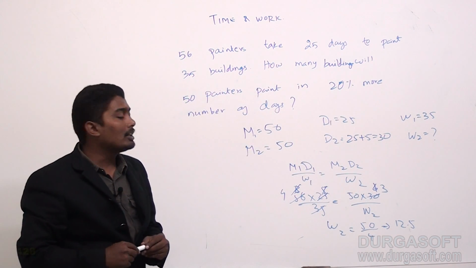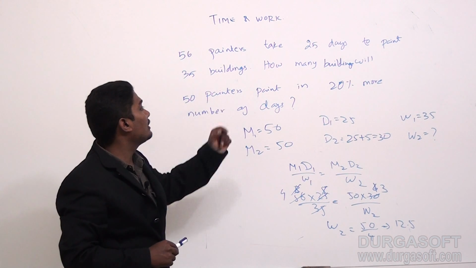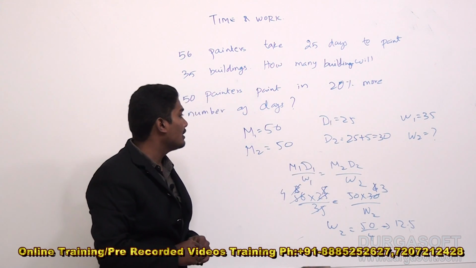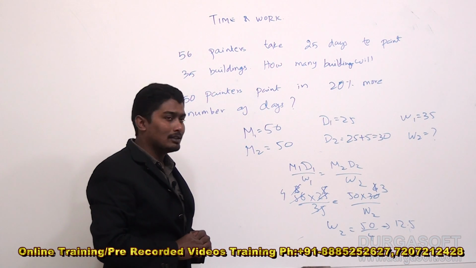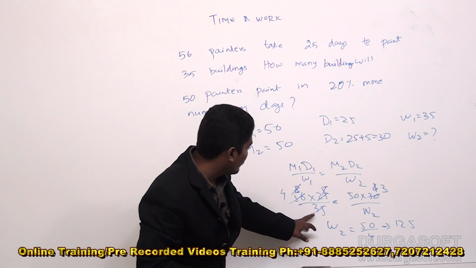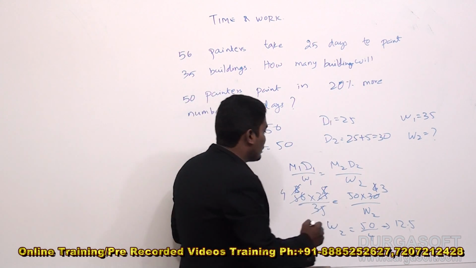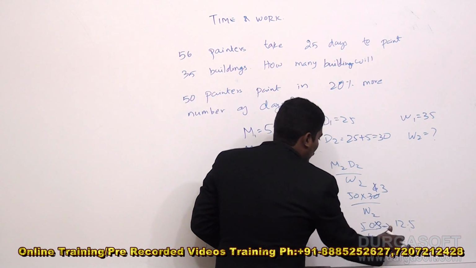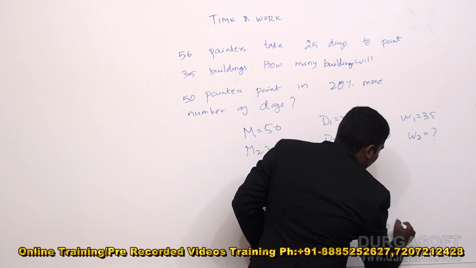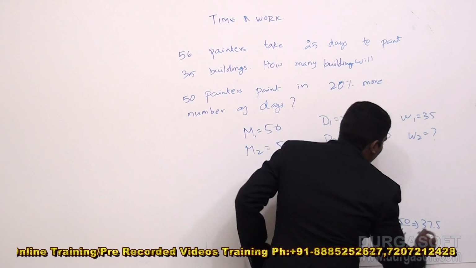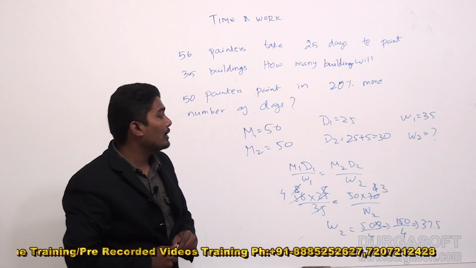So here I will get the work done by 50 painters in 30 days. The work done by 50 painters in 30 days will be 12.5 buildings here. So 50 into 3 by 4. So 150 divided by 4, which is 37.5 buildings.